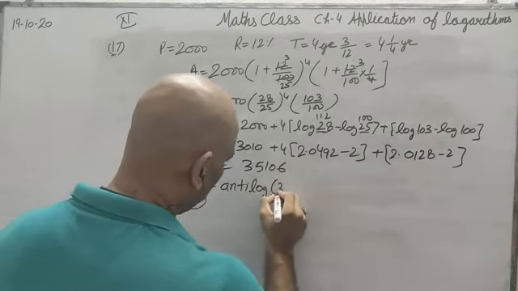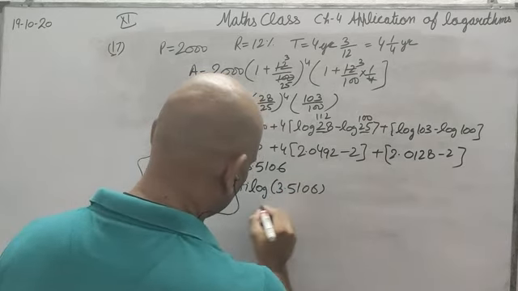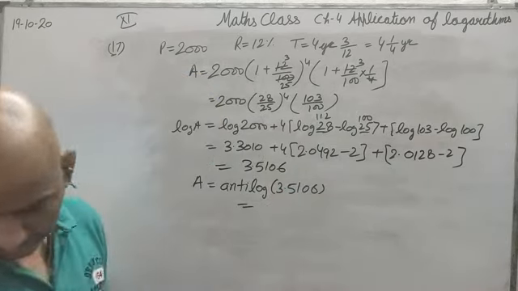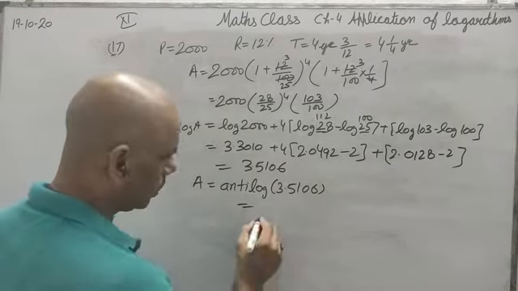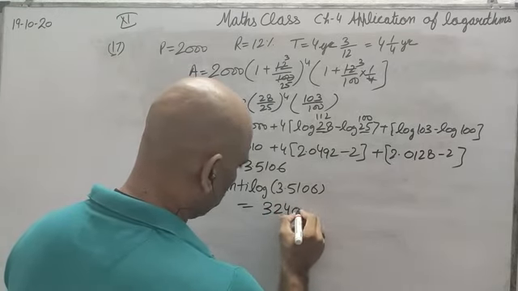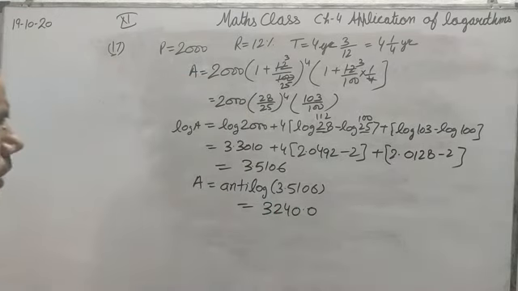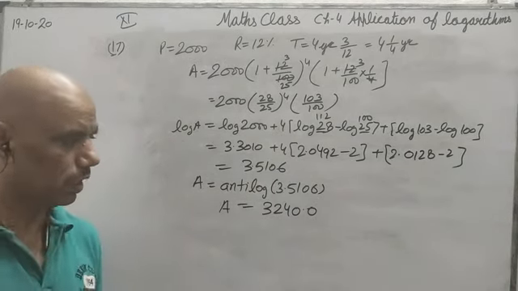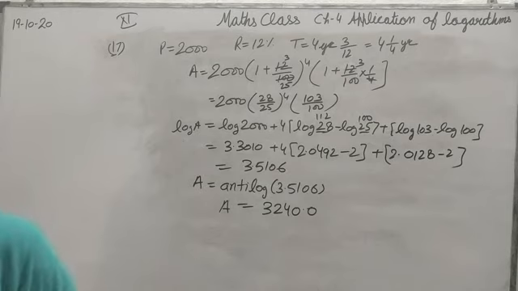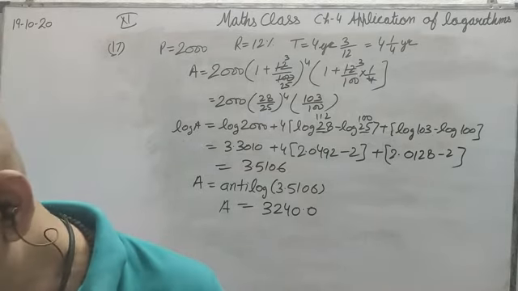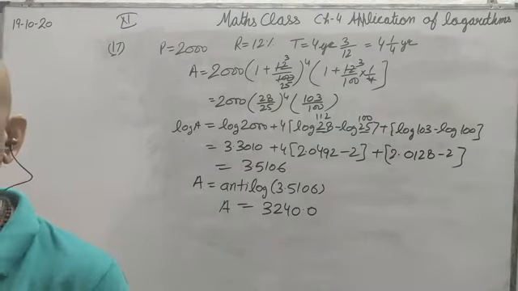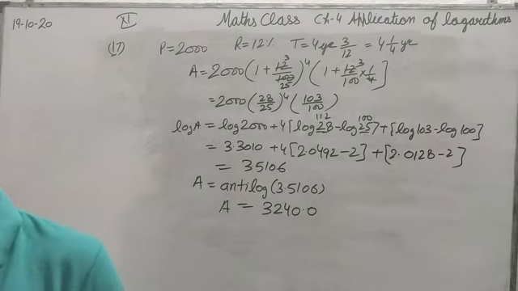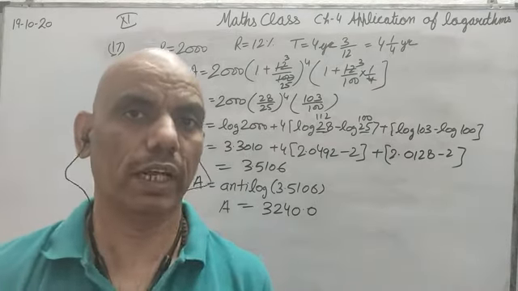A will be anti-log of 3.5106. I'm going to get 3240. And the decimal will be there after 4 digits. So this way the amount will be 3240. Complete this much work, and the rest of the 2 exercises we would like to discuss in the next video. Till then, take care of yourself and complete your work.